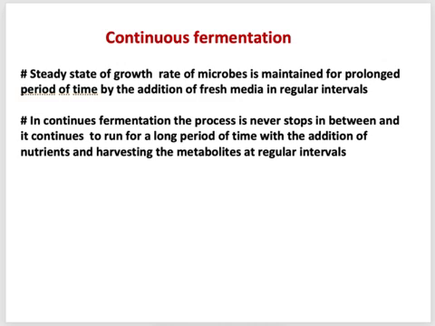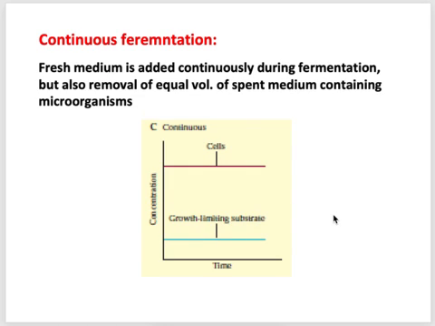If you represent it graphically, it will look like this: x-axis time, y-axis concentration. The concentration of your substrate, that is the media, will be steady because you're continuously adding more substrate there, and the number of cells will also be steady, because you're continuously taking out some cells or used media from your fermenter.